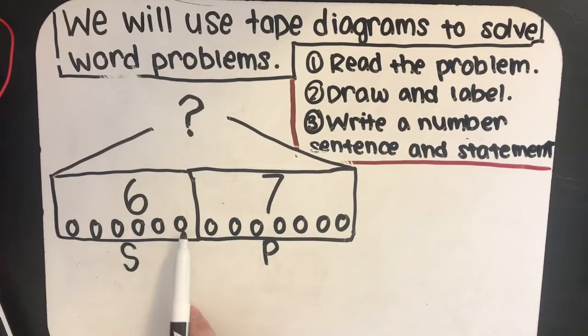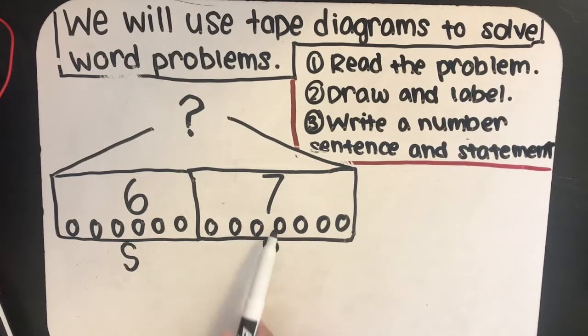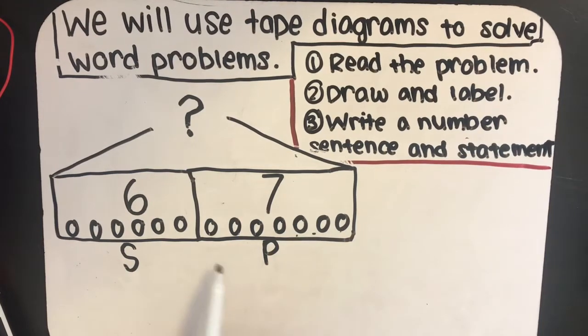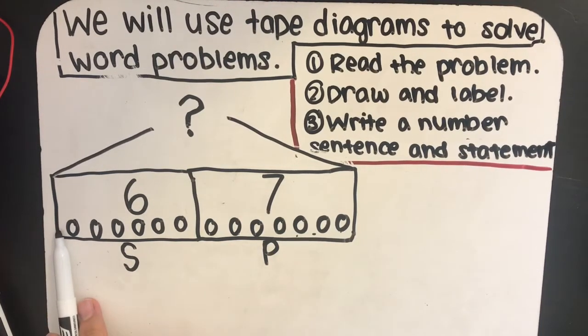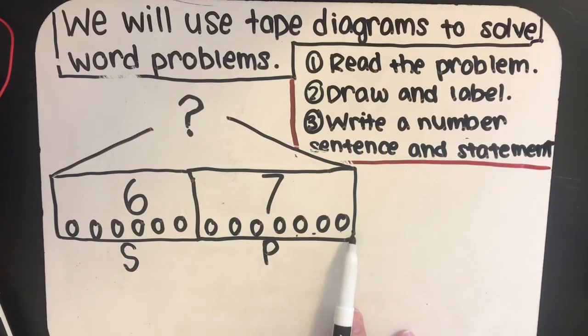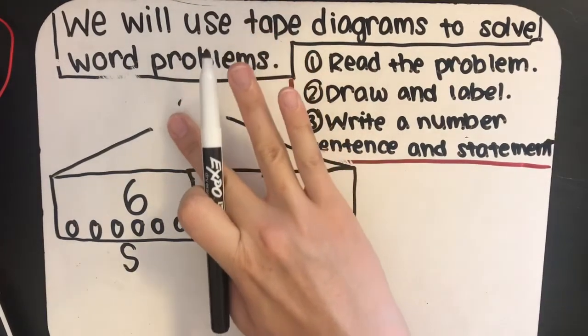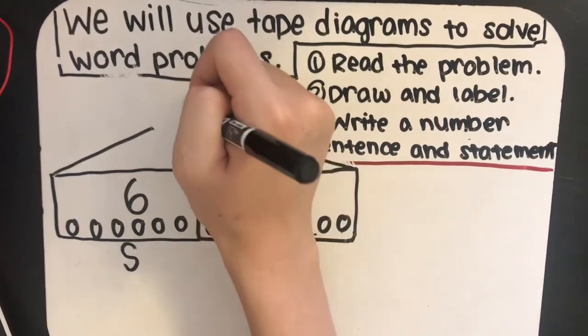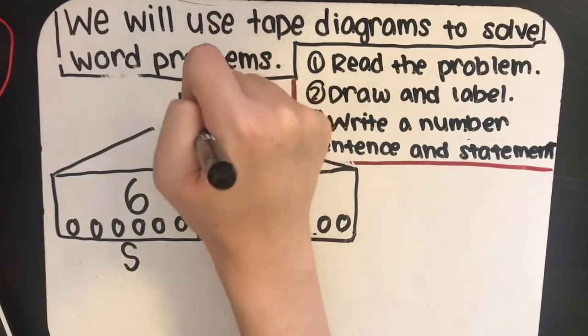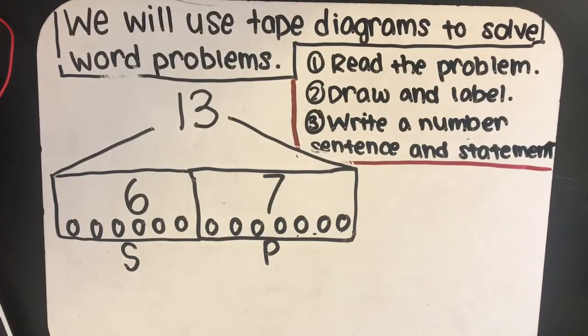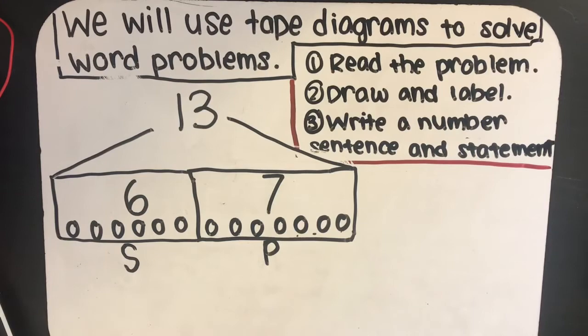Let's count on from 6 to see how many vegetables we have in total. 6, 7, 8, 9, 10, 11, 12, 13. So from this side all the way to this side, there were how many vegetables? 13 vegetables. Very good job, first graders.